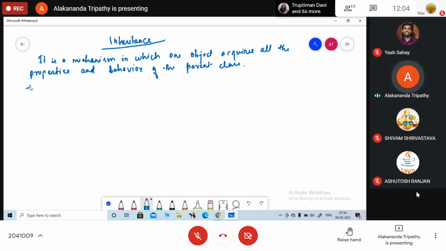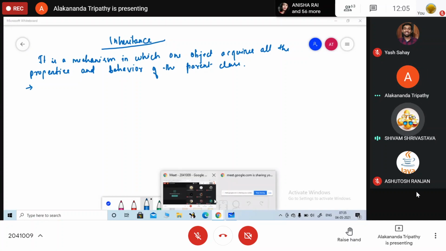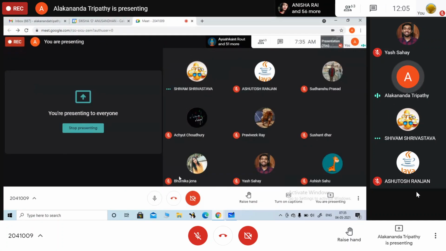Why are we basically going with inheritance? Anyone can tell me? It makes it easier to add methods to the class. Any other definition or any other property you know?